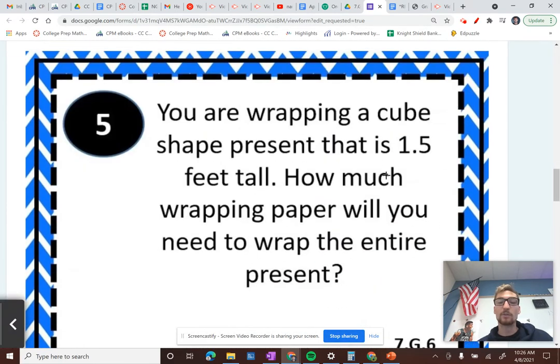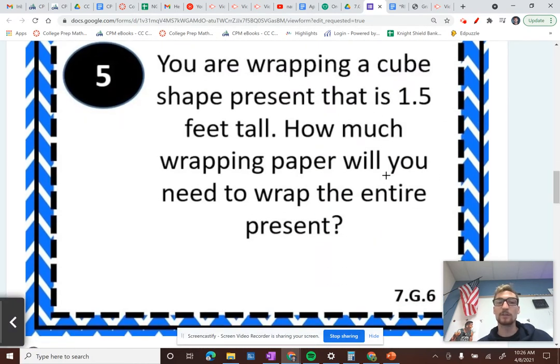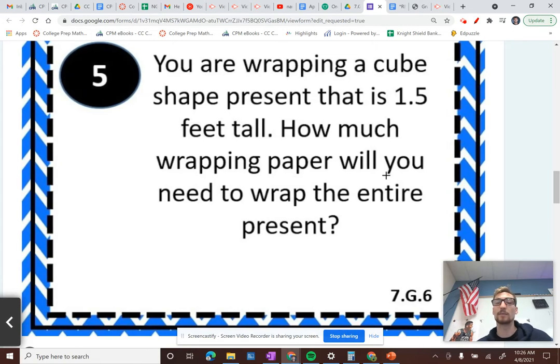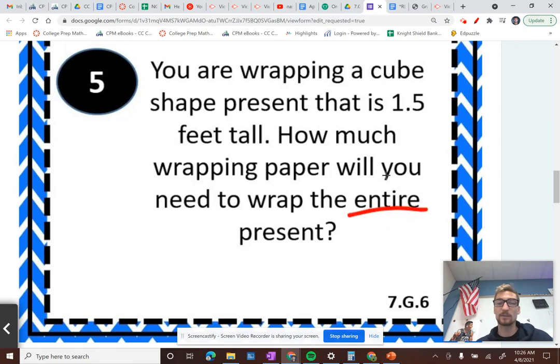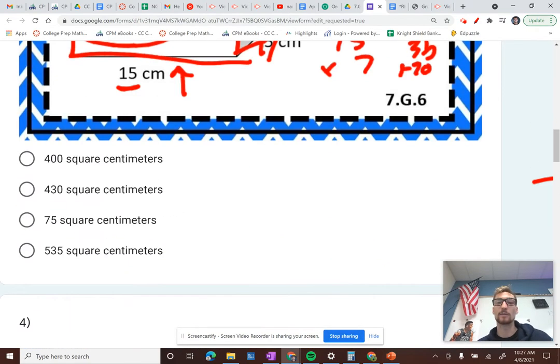And then it gives you a real world problem. So you're wrapping a cube shaped present that is 1.5 feet tall. How much wrapping paper will you need to wrap the entire present? So here we're looking at surface area. All right, let's go ahead and do a surface area problem together.